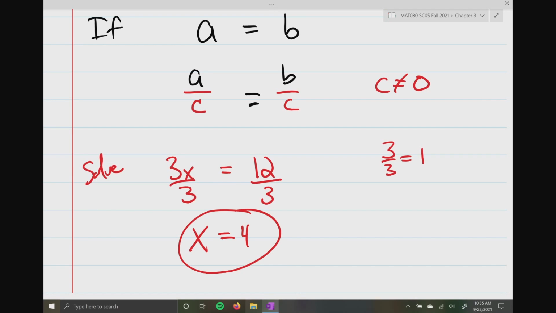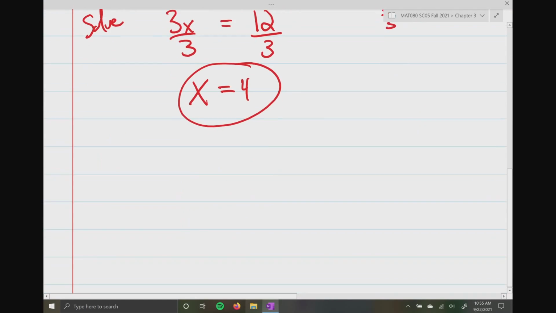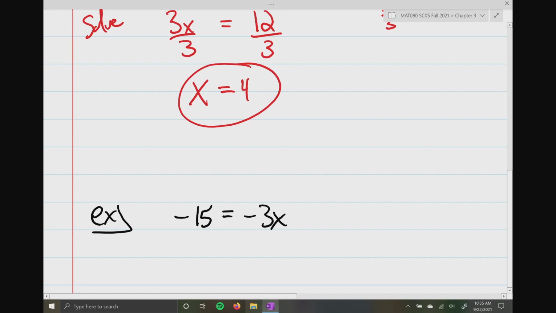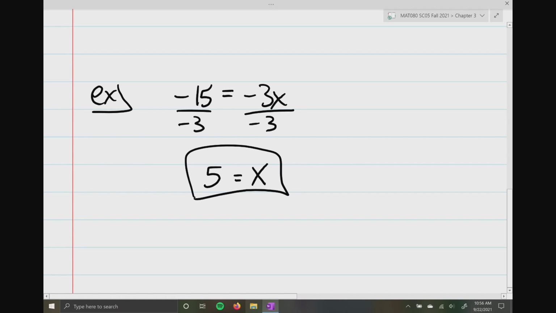Does that make sense, everyone? The only way I can make this more difficult is by giving you a problem like this. I could put the variable on the other side, and now you have to apply your rules for integers. Negative 15 equals negative 3 times x. The opposite of times is division. So I'm going to divide both sides by negative 3 to give me x equals positive 5. Because a negative divided by a negative is a positive, and 15 divided by 3 is 5.